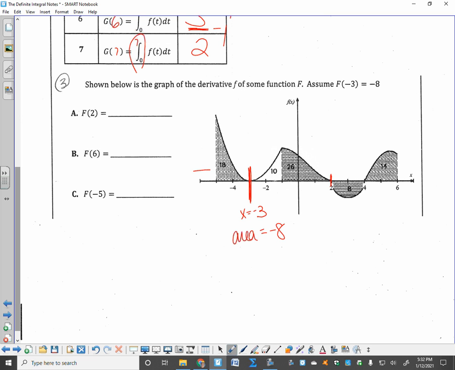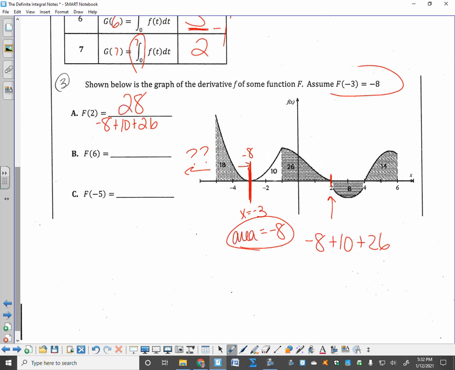Well, I don't know what happens over here, but I know that once I get to -3, the total area is a -8. So if I know his total area is a -8, then to get the total area at 2, I'm just going to take -8, I'm going to add a 10 and a 26. So 28. So I did -8 plus 10 plus 26.